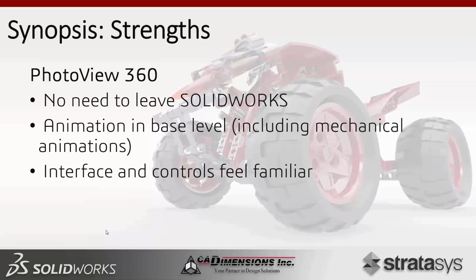Animation, of course, is a difference, where you will need to upgrade to Visualize Professional to get any kind of animation capabilities. So you do have the ability to PhotoView render animations that you've built in SolidWorks, including mechanical animations. Visualize doesn't really have access to the assembly's mates and things like that. So that's an edge, I think, for sure, that PhotoView360 has. And of course, the interface and controls are familiar to SolidWorks. So if you're already a SolidWorks user, you don't have anything to learn. You can just carry right over into PhotoView and keep right on going.